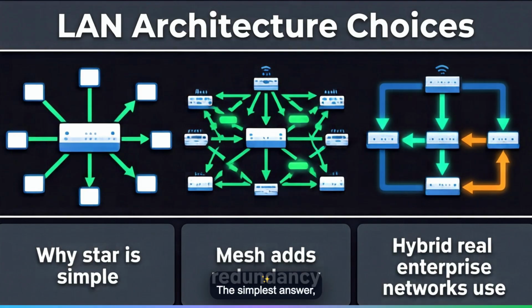The simplest answer: star topology. Every device plugs into a central switch. The switch becomes the hub. Everything else is a spoke. It's clean, it's predictable, and when one cable dies, only that device goes dark.